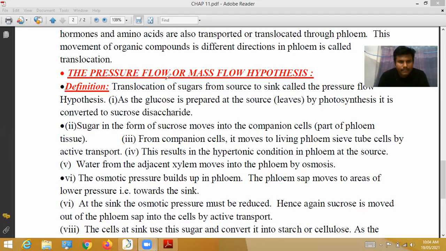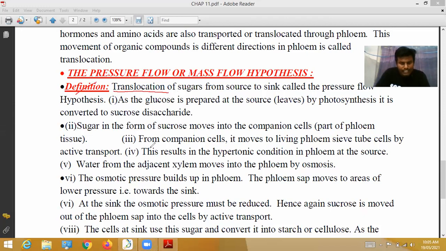So the pressure flow or mass flow hypothesis: with the help of pressure, a huge quantity of food material is moved. That is the topic in this one. So first, we have to see the definition.